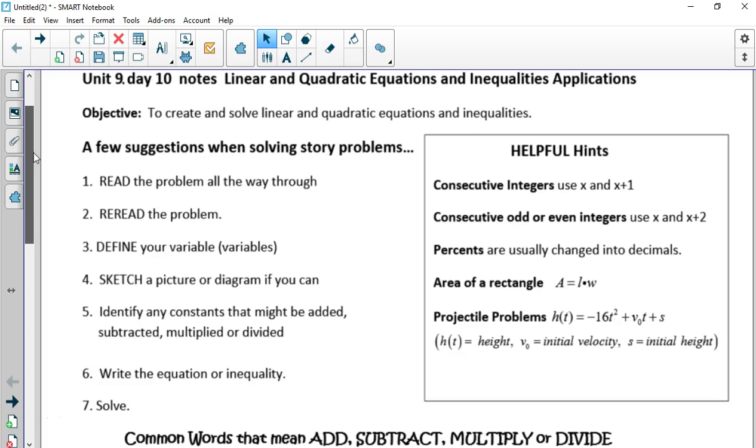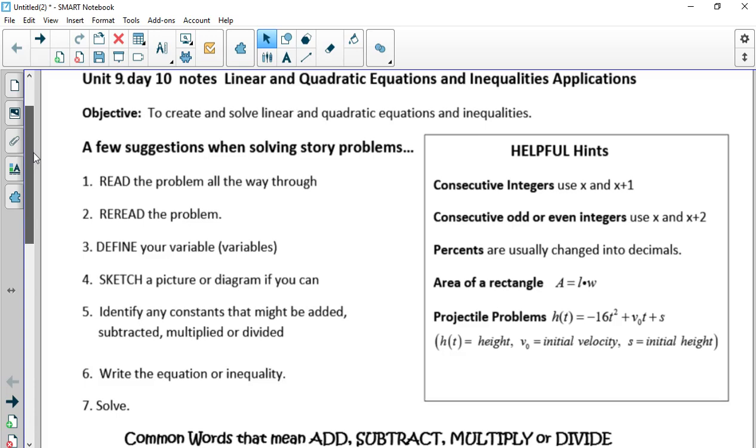Here are some reminders. Consecutive integers are numbers like 5 and 6. So if x is 5, then x plus 1, 5 plus 1, is 6. If they're consecutive odd or even, like 6 and 8, or 5 and 7, well, 5 plus 2 is 7, 6 plus 2 is 8. Therefore, we use x and x plus 2. Percents, remember, change them into decimals, to the left, 2 spaces. Area of a rectangle, and projectile problems.